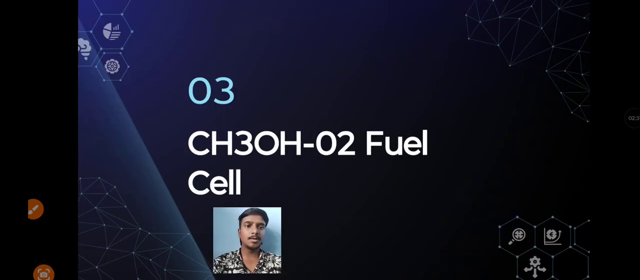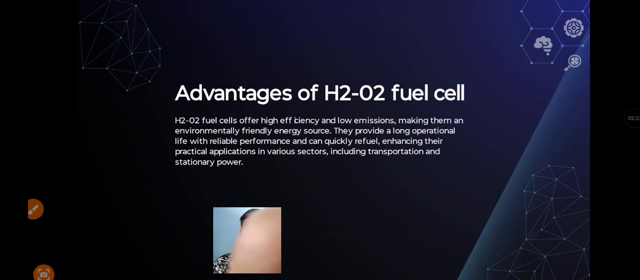Advantages of H2O2 fuel cells. H2O2 fuel cells offer high efficiency and low emissions, making them environmentally friendly energy sources.